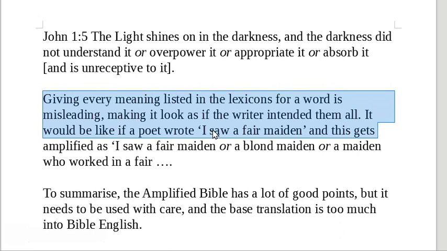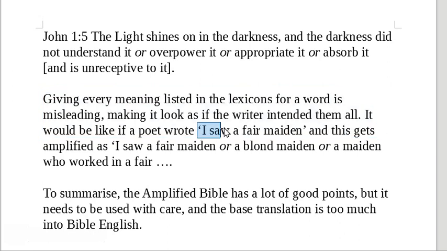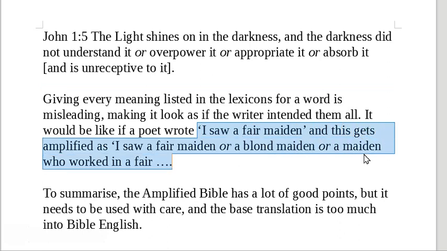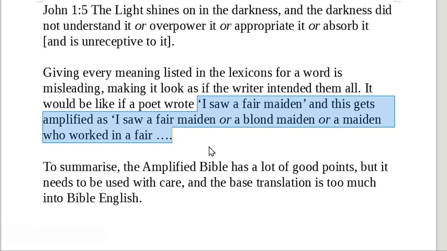It would be as if a poet wrote, "I saw a fair maiden," and this gets amplified as "I saw a fair maiden, or a blonde maiden, or a maiden who worked in a fair." Obviously, those other meanings were not intended by the person who wrote "I saw a fair maiden." So this is a tendency that the Amplified Bible bears towards.